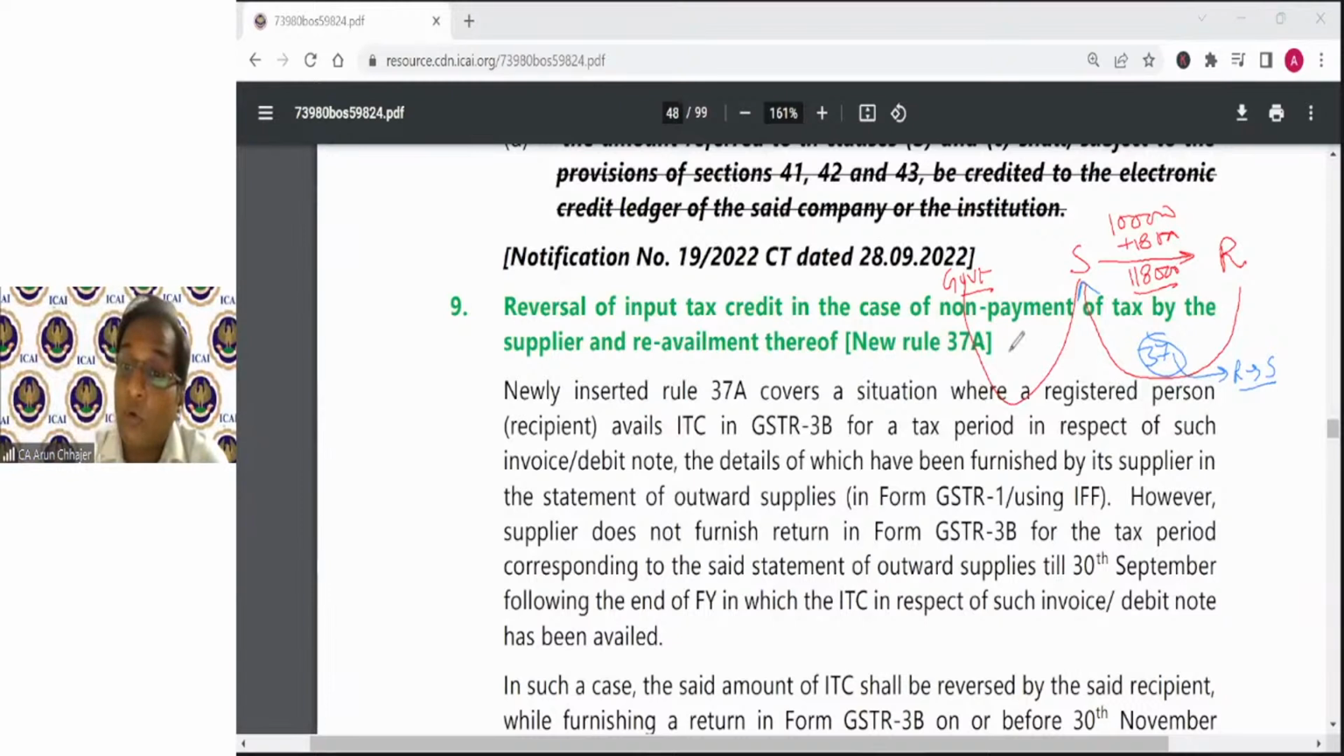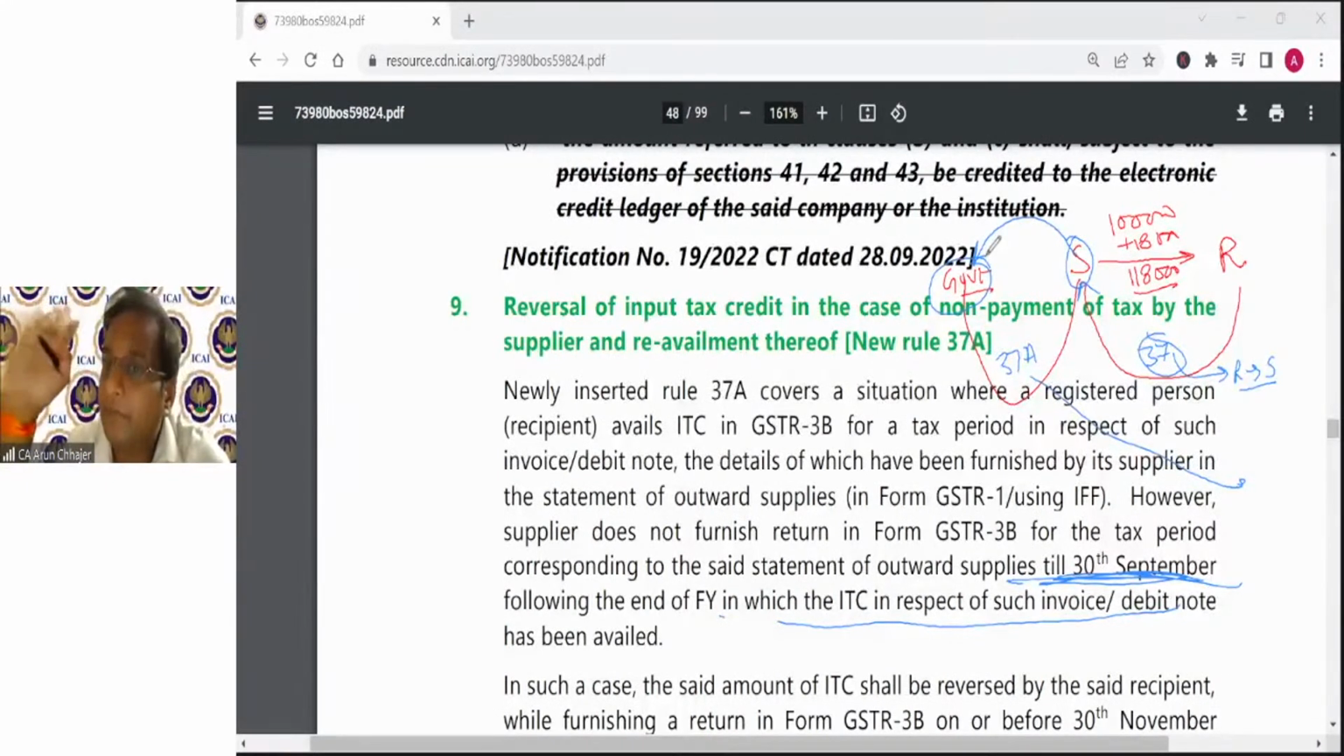Correct. What is rule 37A? Rule 37A is for this land. If the supplier does not make the payment to the government, within how many days? After the end of the financial year till September. If the supplier has not made the payment to the government after the end of the financial year till 30th September, then the recipient has to reverse the ITC till 30th November without interest. After 30th November, with interest.